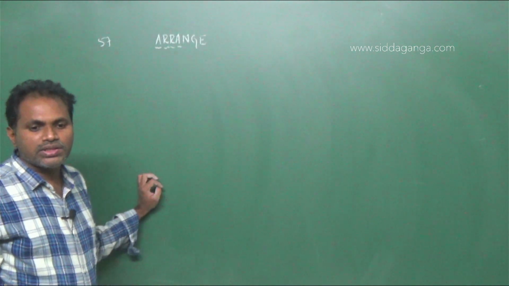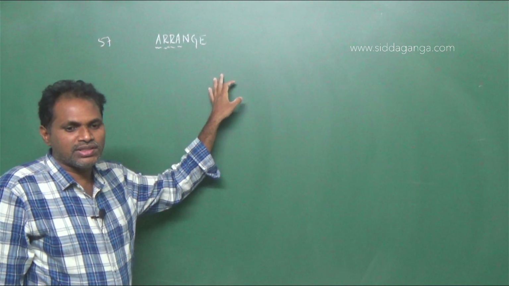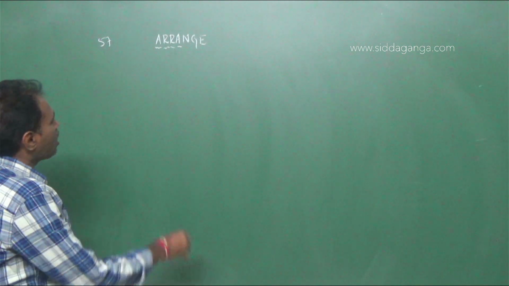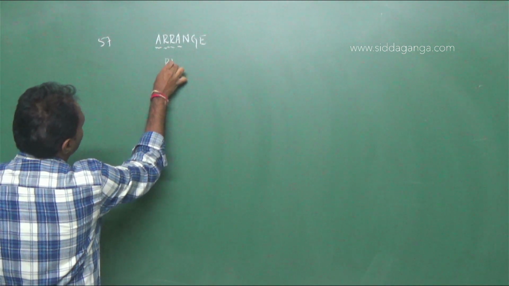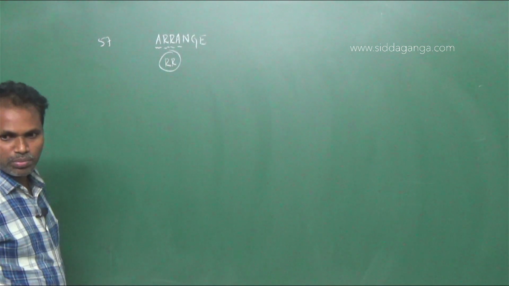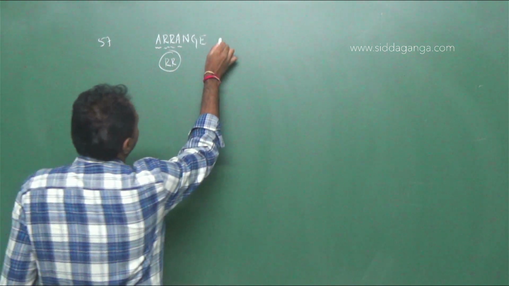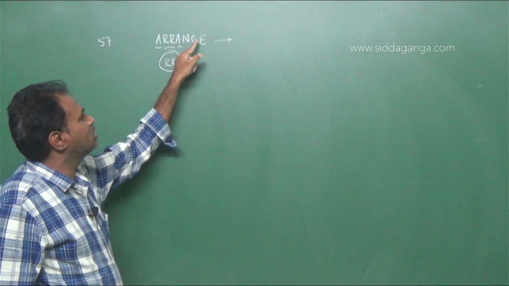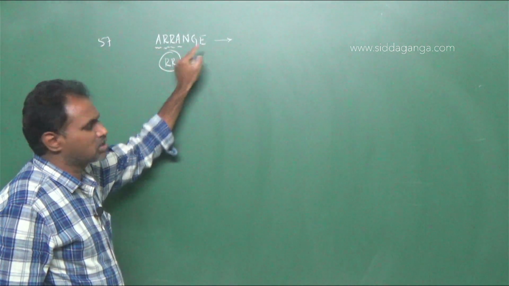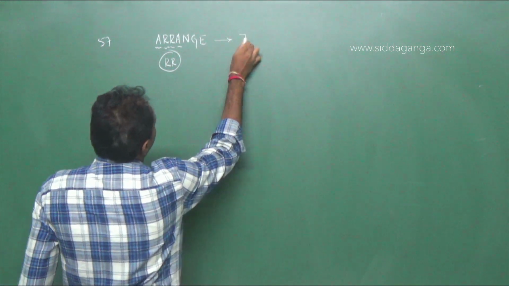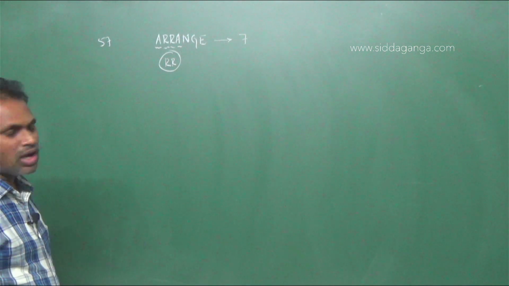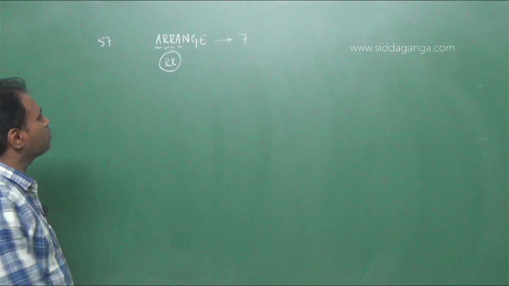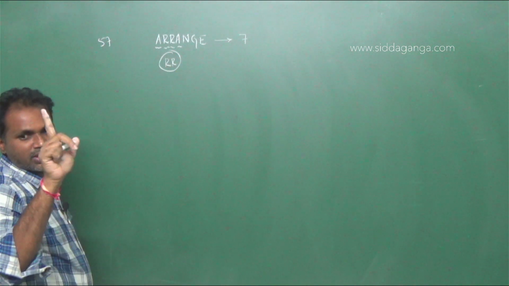Now, the number of ways in which the letters of the word ARRANGE can be permuted such that the R's occur together. R's occur together means both R's are taken as a bundle. Here, the total number of letters in the word ARRANGE: 1, 2, 3, 4, 5, 6, 7. Total letters in the word are 7. Out of these 7 letters, R's occur together, which means these two R's we have to take as a bundle.